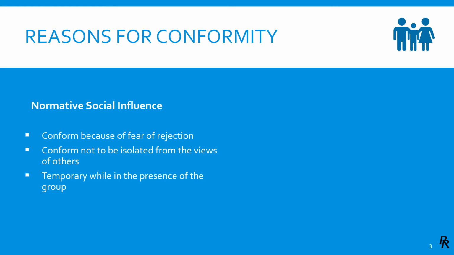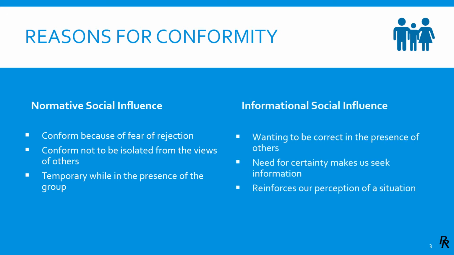Next, informational social influence. Wanting to be correct in the presence of others is a powerful influence. The need for certainty makes us seek information to reinforce our perception of a situation. So we look to see what other people are doing, we then compare ourselves with others, and we may internalise their beliefs as ours.